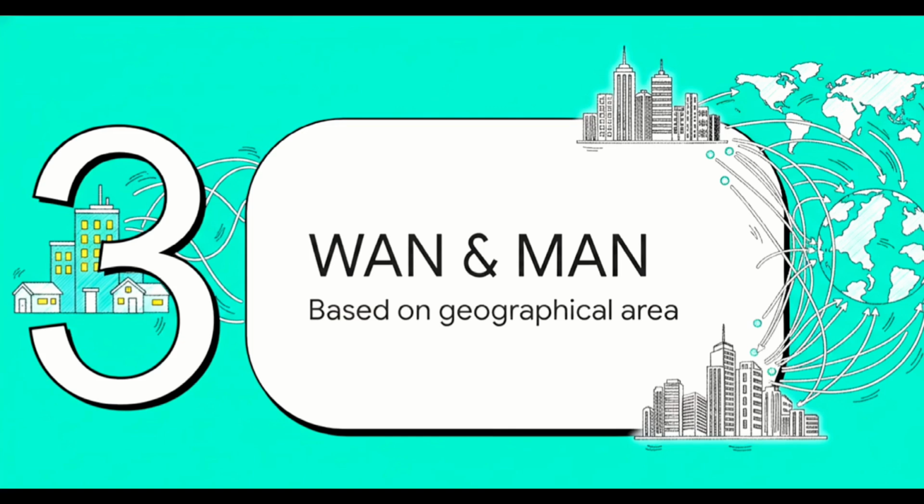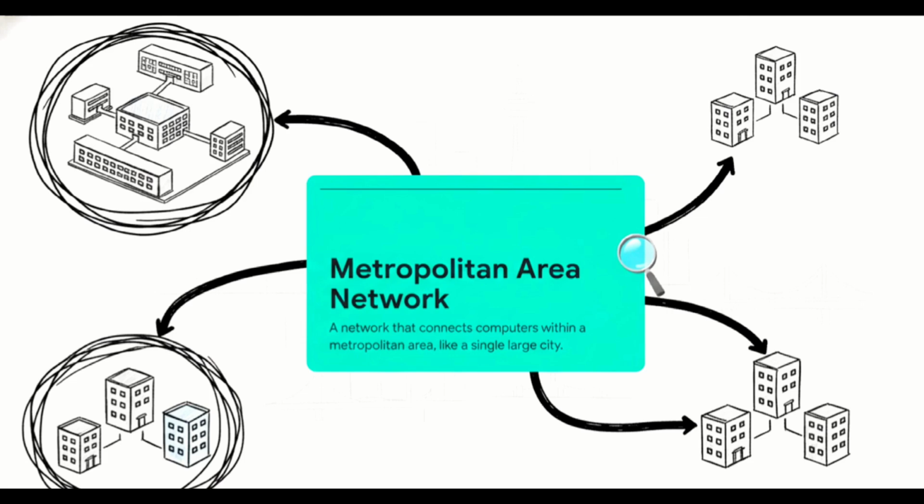This is where we zoom out from a single building to connect entire cities and, you guessed it, eventually the entire world. The very first bridge we build creates something called a metropolitan area network, or a MAN. This is what you get when you start linking a bunch of different LANs all across a city. A perfect example is a big university that has campuses dotted around town. They use a MAN to connect all of them, so it feels like one giant cohesive network. It's really the bridge between local and global.